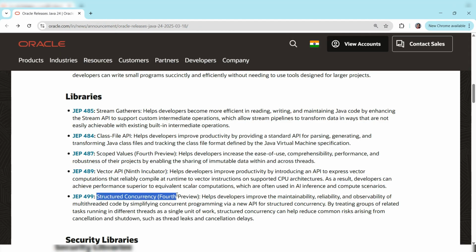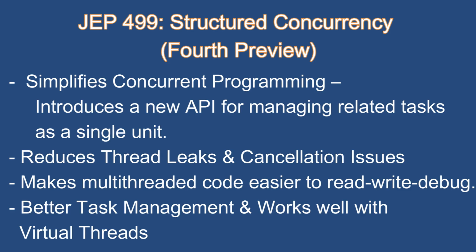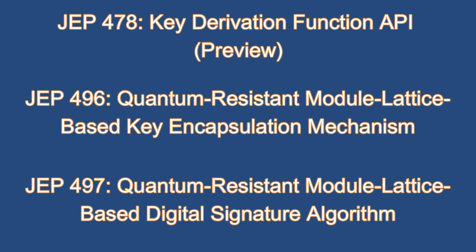Then comes structured concurrency. It is a fourth preview, and it is under JDK Enhancement Proposal 499. It helps developers improve maintainability, readability, and observability of multi-threaded code by specifying concurrent programming via a new API for structured concurrency. So there is a new API introduced for structured concurrency. Then there are some security libraries which are introduced, like the key derivation function API, quantum-resistant module-lattice-based digital signature algorithm, and there is a module-lattice-based key encapsulation mechanism. So encapsulation and digital signature related algorithm APIs are added.